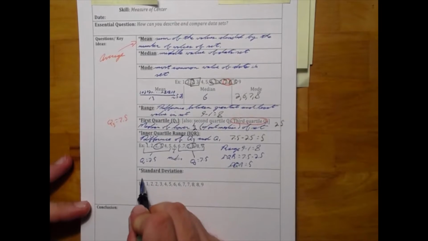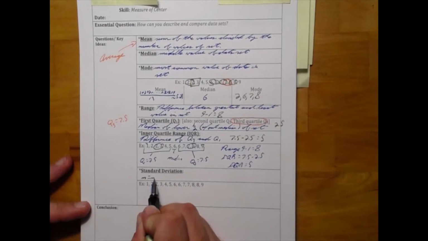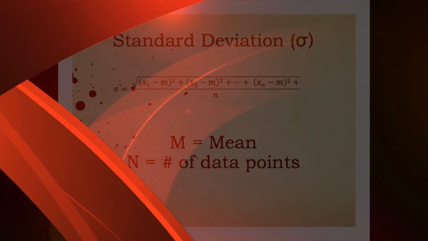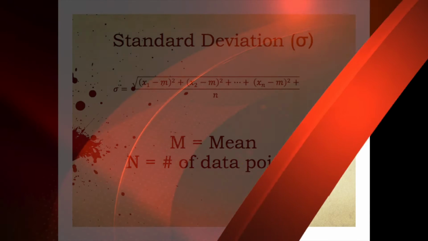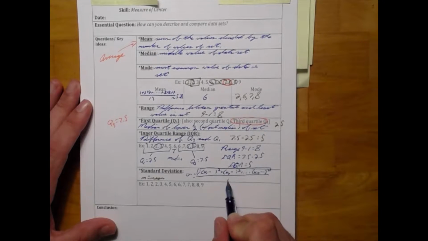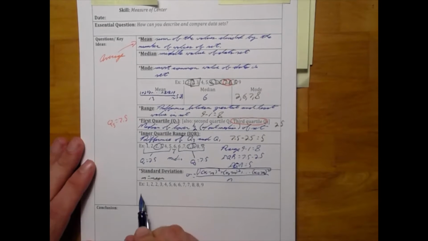Standard deviation is the measure of spread of the data points from their mean, and it can be found using this formula. In our example data set, the mean is approximately 5.25.